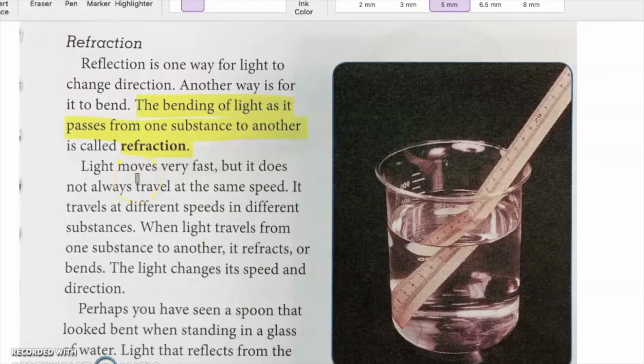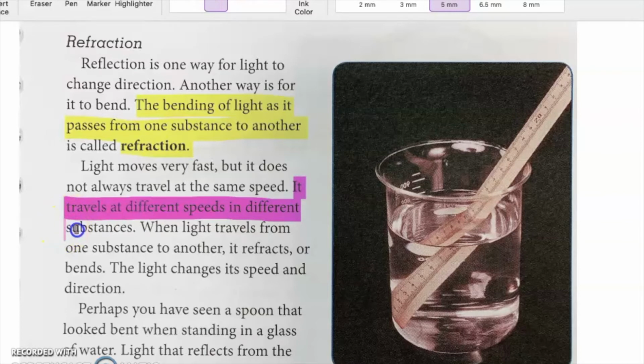Light moves very fast. I talked about this, how fast the light is, but it does not always travel at the same speed. It travels at different speeds in different substances. This is something that you need to remember, because we all know how fast the light is. However, it travels at a different speed depending on the location. So let's look. When light travels from one substance to another, it refracts, or bends. The light changes its speed and direction.